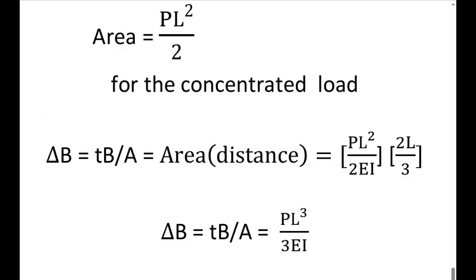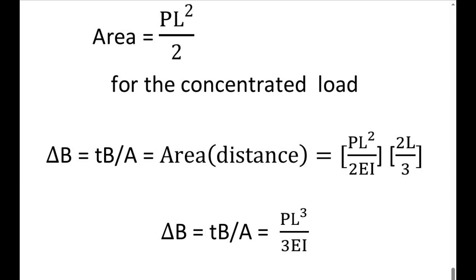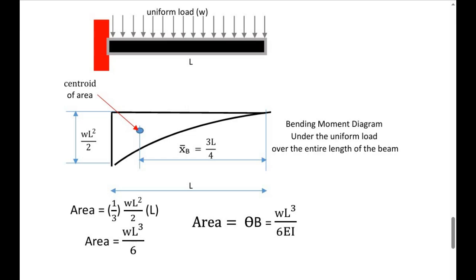In the case of a concentrated load applied at the overhanging end, the area, which is already computed before, equal to PL squared all over 2EI, is multiplied by a distance, which is from the center of the triangle, equal to twice of L all over 3. Area multiplied by the distance is now equal to PL cubed divided by 3EI. In the case of uniform load applied over the entire length of the beam, the area is equal to WL cubed all over 6EI, and the distance measured from the center of area up to point B is equal to thrice of L all over 4.